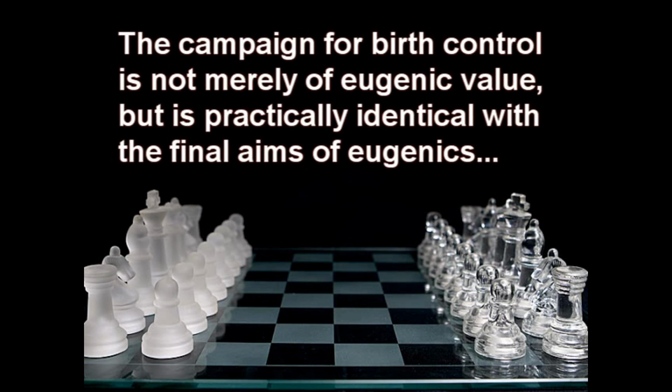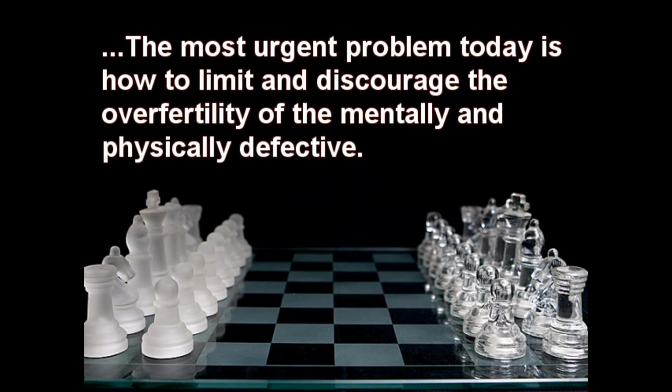So you may have watched this video and thought to yourself, this is all in the past. Eugenics is pseudoscience. It's not being done anymore. Well, it is, even in the United States. But this is a topic I'll be talking about in another video, so you may want to subscribe. In a future video, I'll be answering the question, what does eugenics have to do with Planned Parenthood? Right now I'm going to read you a quote. "The campaign for birth control is not merely of eugenic value, but is practically identical in ideal with the final aims of eugenics. The most urgent problem today is how to limit and discourage the overfertility of the mental and physically defective." And that quote comes from Margaret Sanger, the founder of Planned Parenthood.